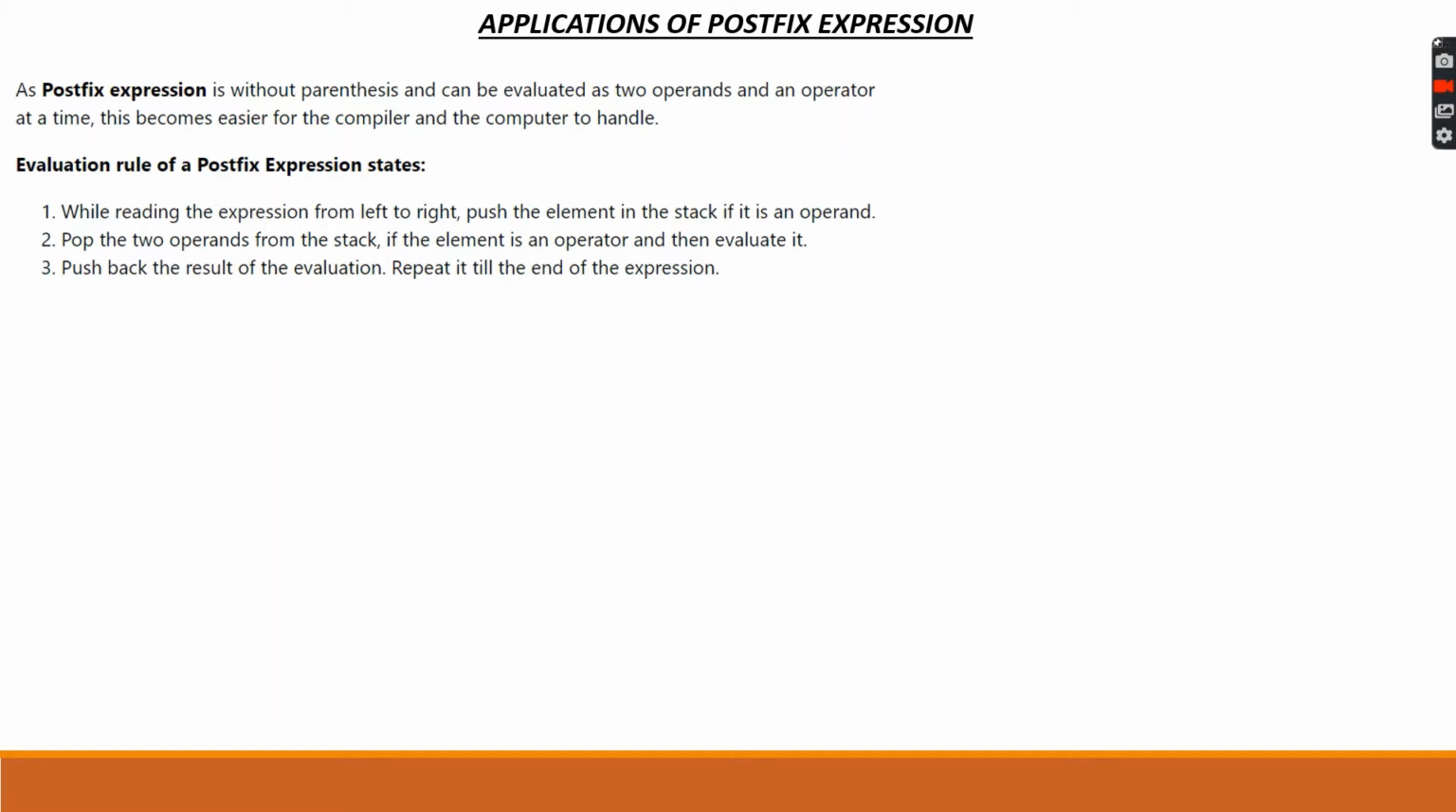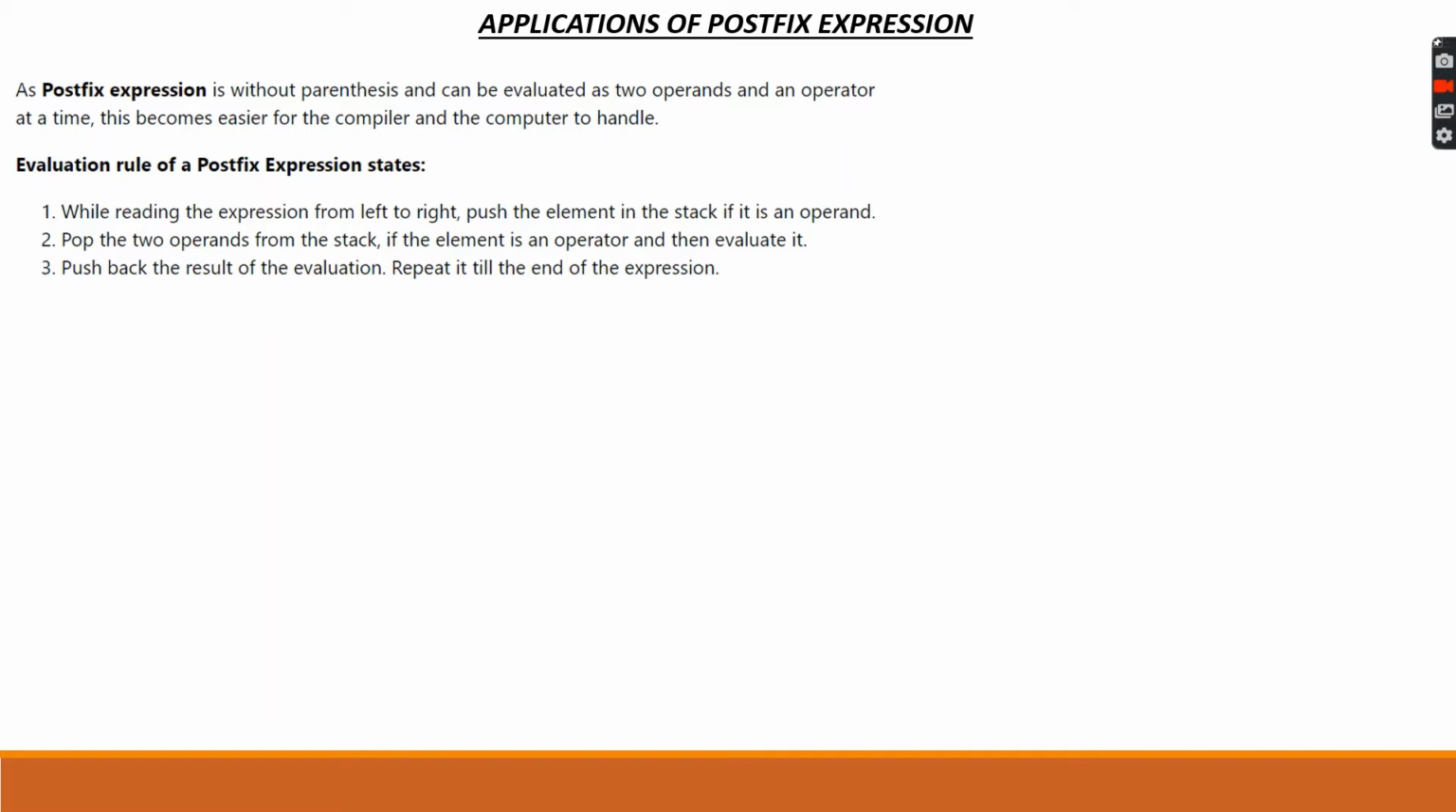There is a set of rules to keep in mind while handling a postfix expression. While reading the expression, we need to read it from left to right. An operand here refers to any digit, such as 5, 6, 7, 8, any digit from 1 to 9, and an operator is any operation, that is plus, minus, division, multiplication.